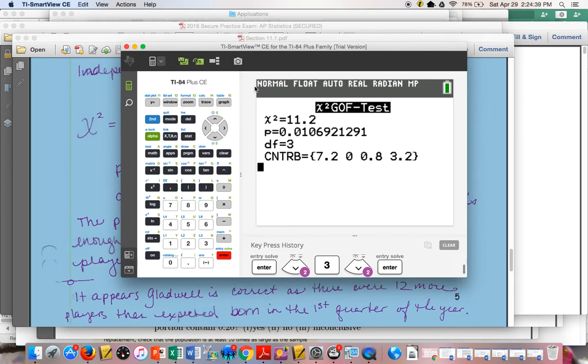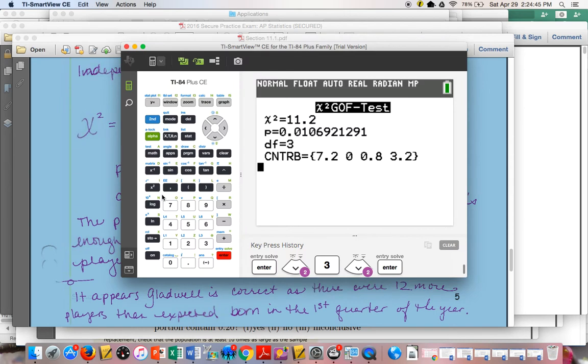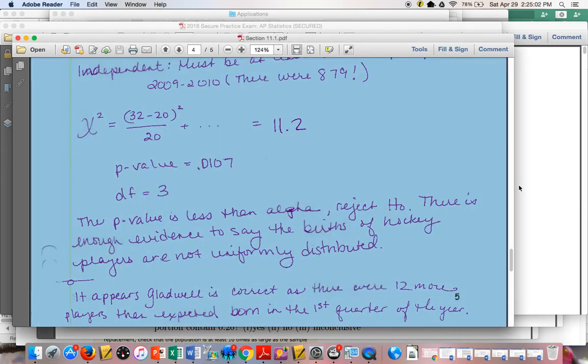This one I don't really change. So this isn't going to look any different if you use the calculator command. The CNTRB, this is the contribution. If you notice, these values are those values that I got in list 3. These are the ones that we're adding up. So these are the individual components of the test statistic before you add them all up to get the 11.2. So that's all that's happening there.